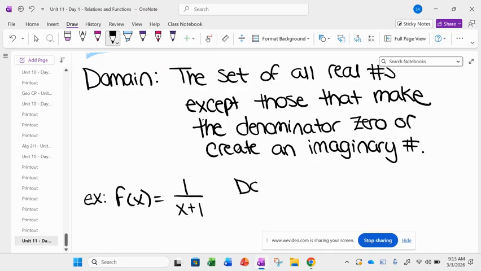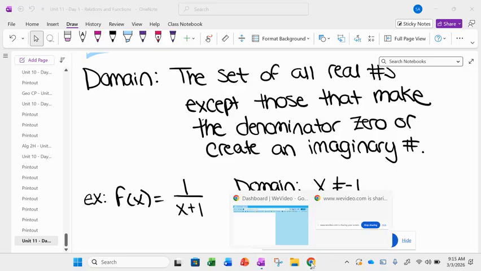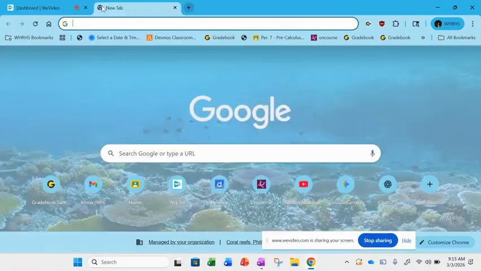So for the domain here, all you would write is x cannot equal -1. And by writing x cannot equal -1, it implies that every other number is okay except -1. And I know we're not graphing, but eventually we will be graphing, and I'm going to show you in Desmos what happens there.